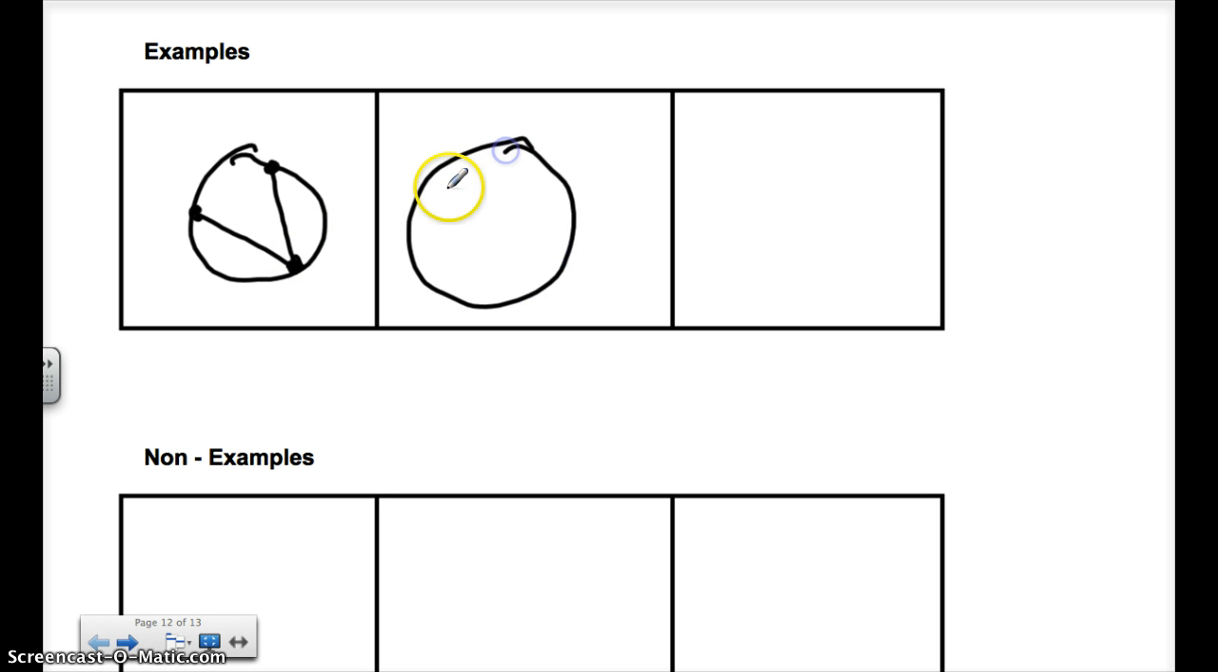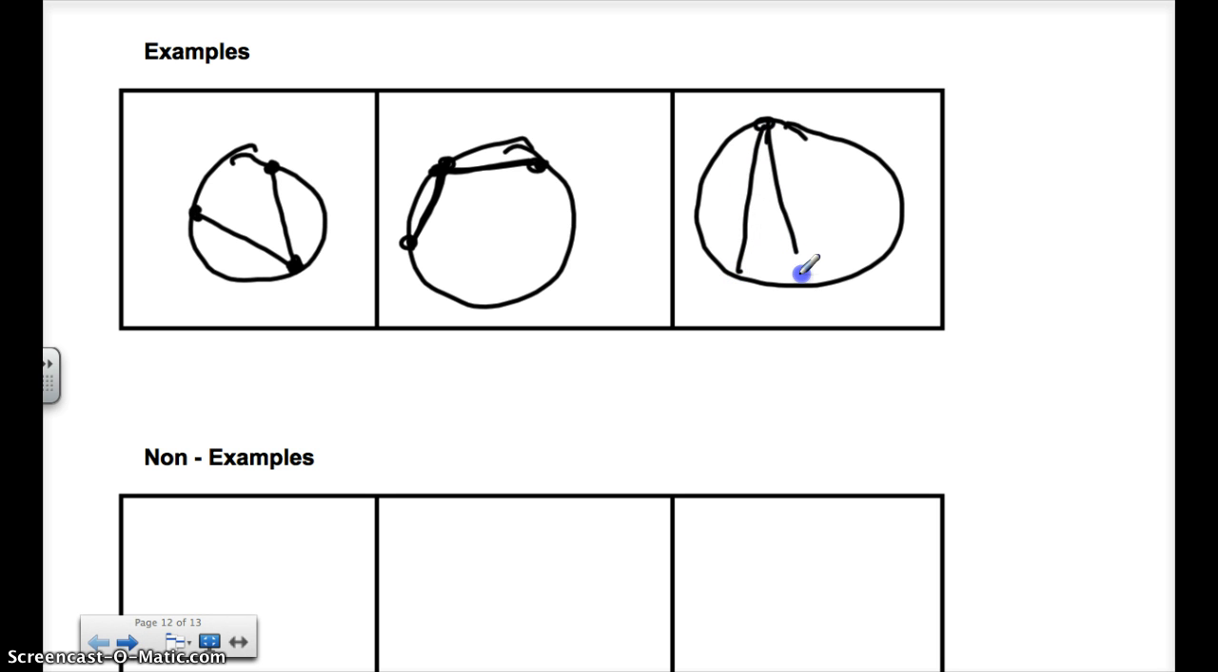Let's try another one. Let's make a vertex right here. Let's do some really wide lines. And once again, this would be an inscribed angle. Its vertex is on the circle, and it has two chords for its sides. Let's try one more and draw it yourself, or you can follow along. This really skinny one is once again an inscribed angle, because if you look at it right here, its angle is on the circle and has two sides that are chords.